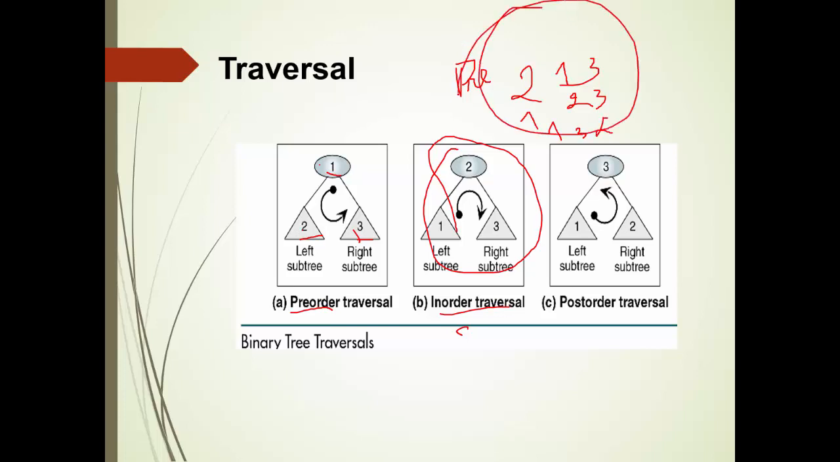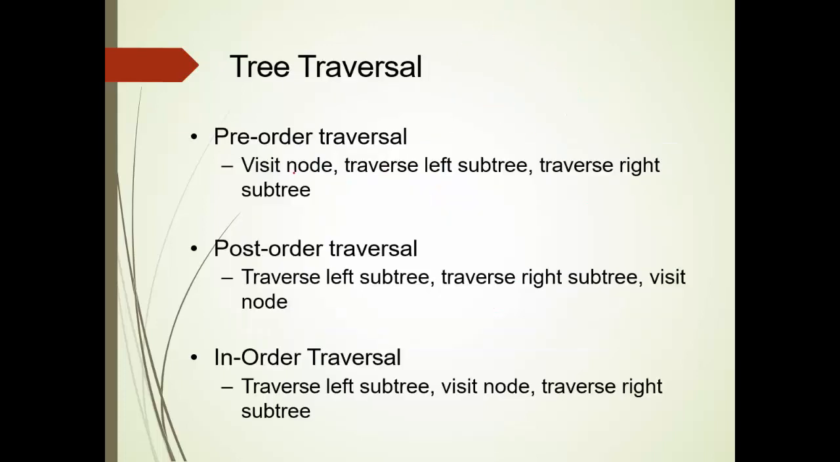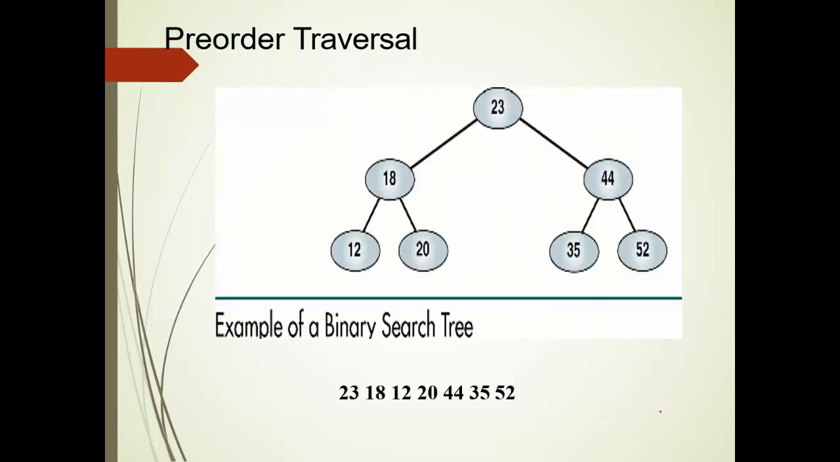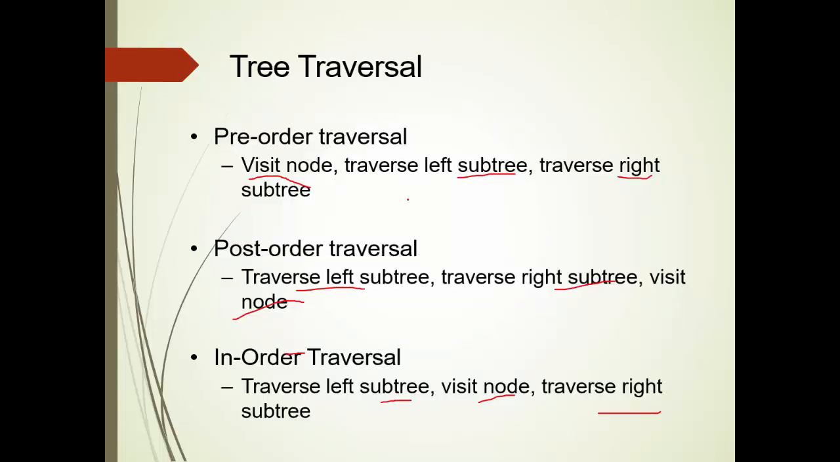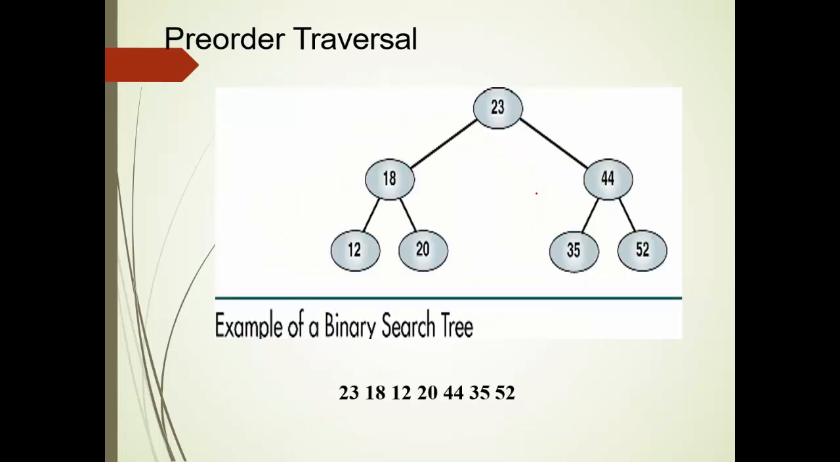We'll be seeing in general how everything works. For pre-order, we need to visit the node or the root, then we go to the left, then we go to the right. Post order, we go to the left, then right, then root. And in order, it is left, root, right. An example here. Let us see using pre-order. As we have seen, in pre-order you first visit the root, then you go to the left, then you go to the right.